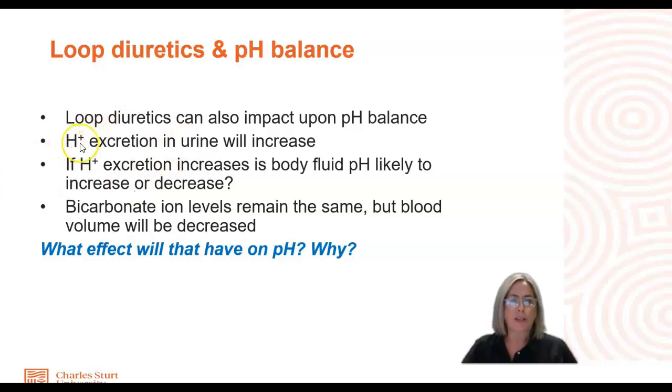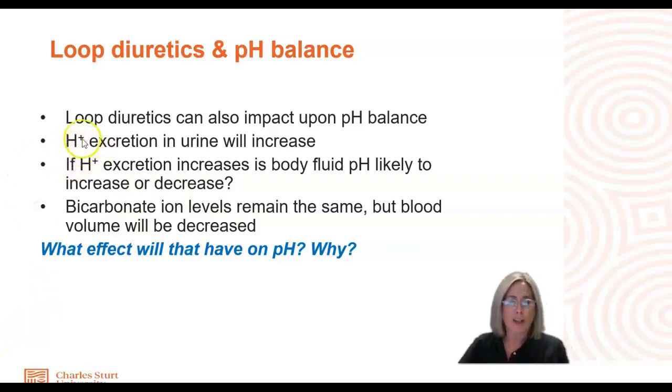So if there's an increase in hydrogen secretion into the filtrate, therefore the urine is going to get more acidic, but the blood is going to get more alkaline. So the pH of the blood is going to increase, and that can lead to metabolic alkalosis.